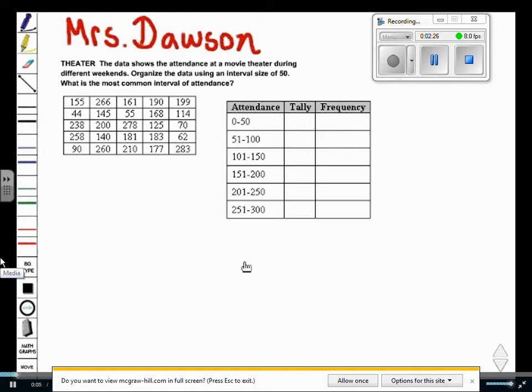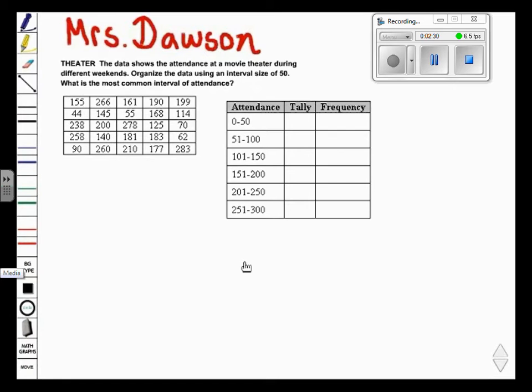The data shows the attendance at a movie theater during different weekends. Organize the data using an interval size of 50. What is the most common interval of attendance? We can see from our table we have quite a range of values to represent the attendance. The lowest value is 44, and the highest value is 283.